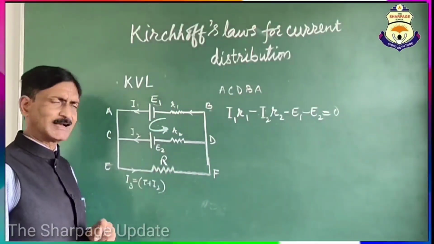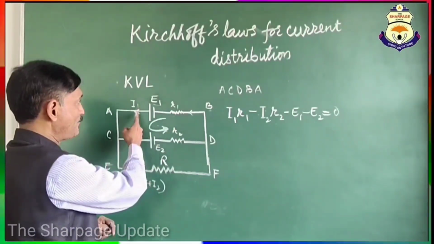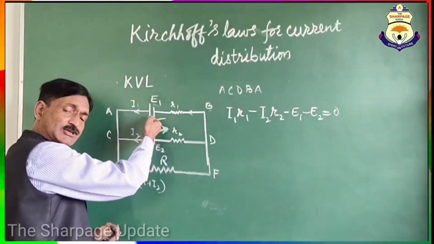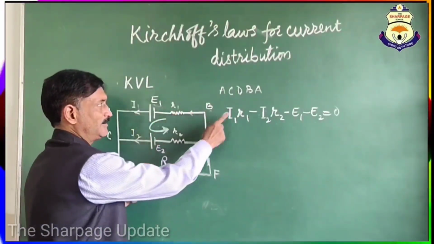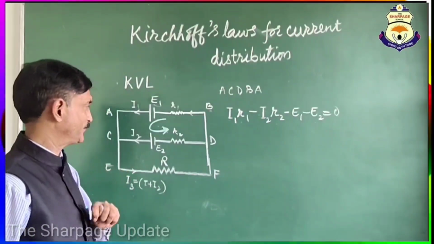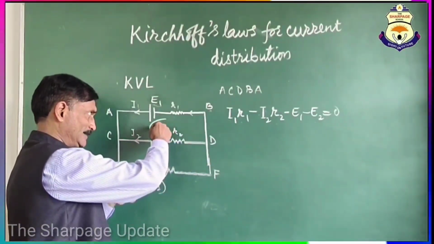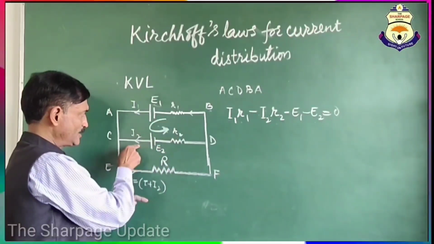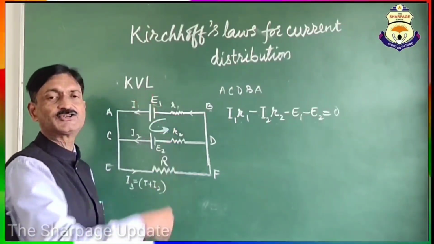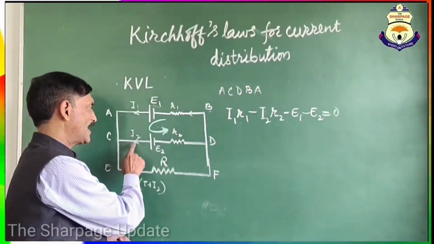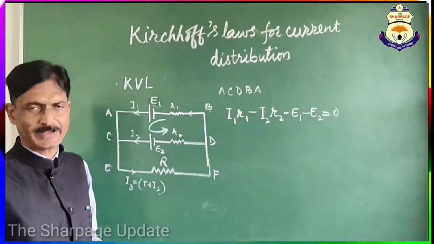In this closed circuit, you can see the direction of current in this way. I1 is in the direction of this electric current, so the product of I1 and R1 is taken as positive. Now in this branch, the current is in this direction, but I2 is flowing in the opposite direction, so the product of I2 and R2 is taken as negative.